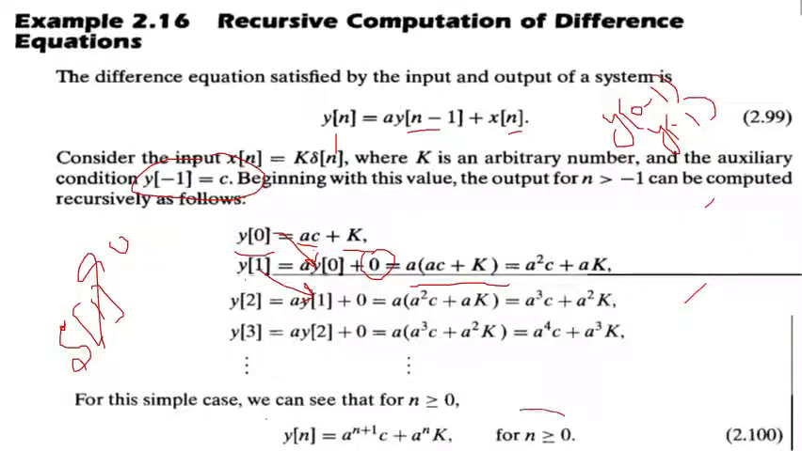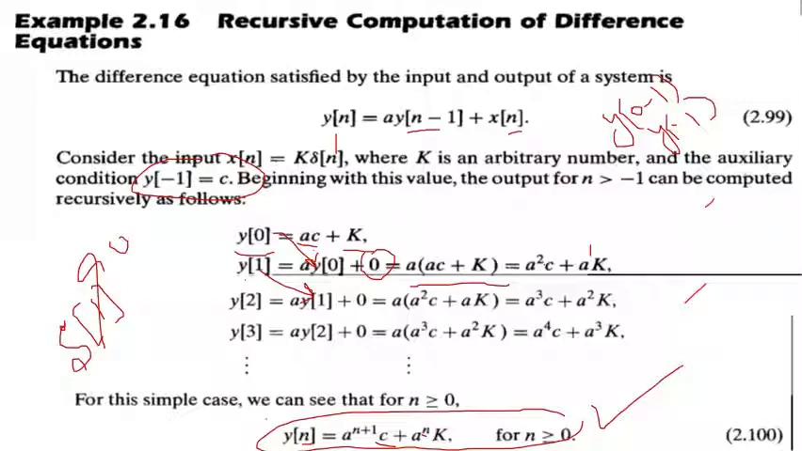So the overall output will become this thing, comparing a2, a3, a4. We can see that the output will be a raised to the power n plus 1 times the constant c, then this a n, because for 1 it is 1, for 2 it is 2, so this n, and then finally we have k. So the output for n greater than or equal to 0 will be this. So this is recursive difference equation computation. We are given a difference equation and an input. You have to substitute the input in the difference equation and find out the output.